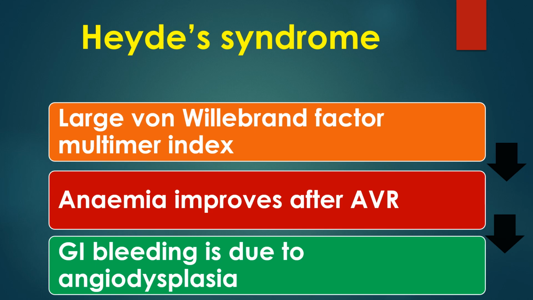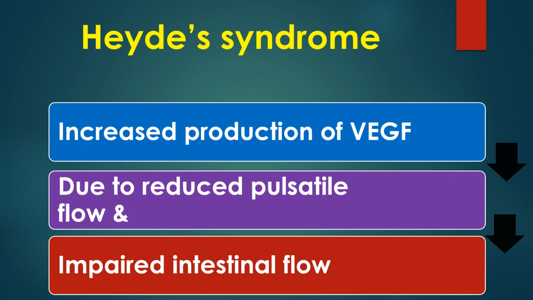The gastrointestinal bleeding due to angiodysplasia, though mostly described in severe aortic stenosis, has also been reported in hypertrophic obstructive cardiomyopathy. Increased production of vascular endothelial growth factor due to reduced pulsatile flow and impaired intestinal flow is thought to be the reason for gastrointestinal angiodysplasias in aortic stenosis.